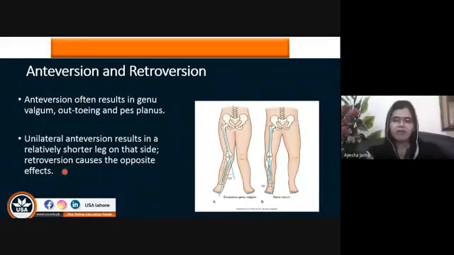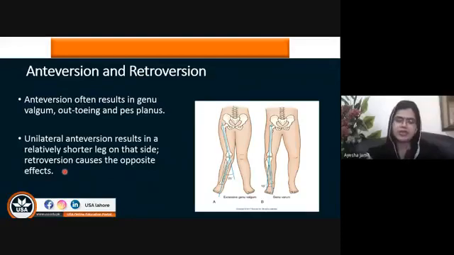Whenever there is anteversion, the condyles will move medially. In order to compensate, the tibia moves laterally. Tibia will rotate laterally, and this condition is known as genu valgum. And out-toeing can be seen as the compensatory movement. Unilateral anteversion results in the shorter leg on that side.